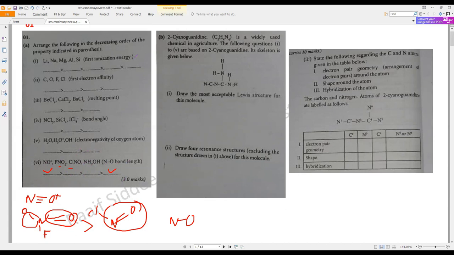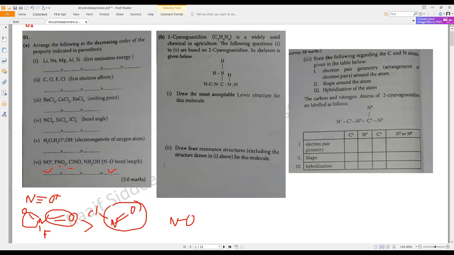Okay, so this is a typical question that tests your ideas on periodicity as well as the bonding concepts and other parameters related to the periodic table. Okay, so this is very straightforward.